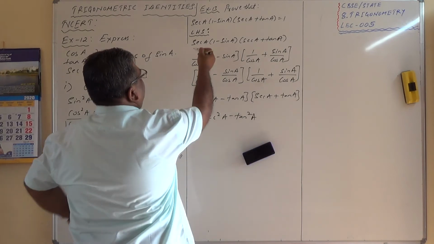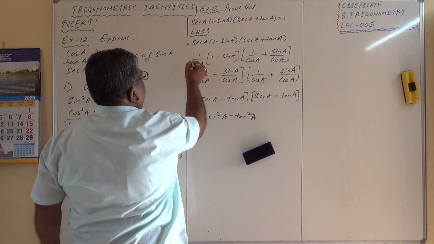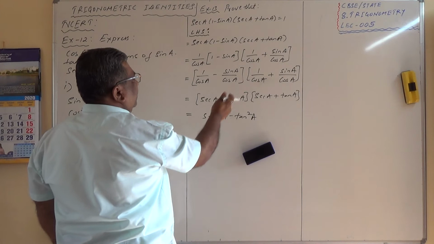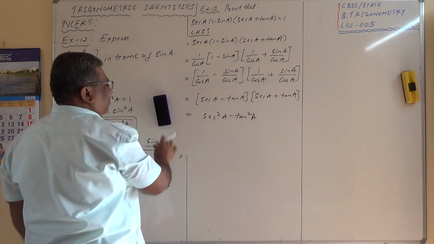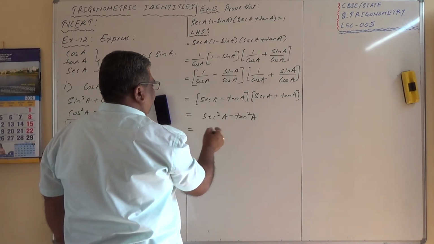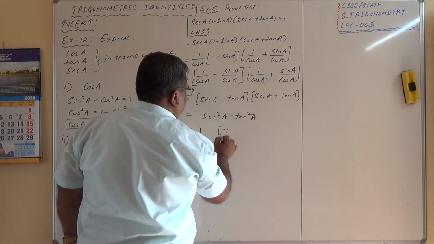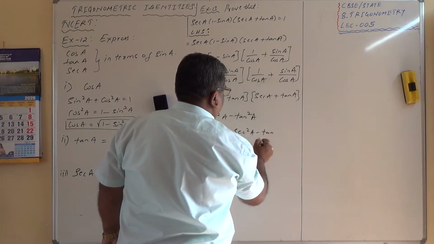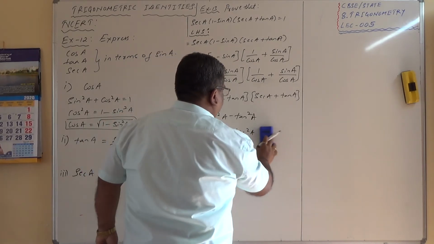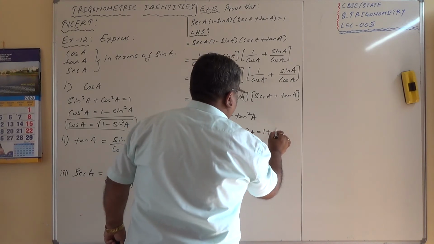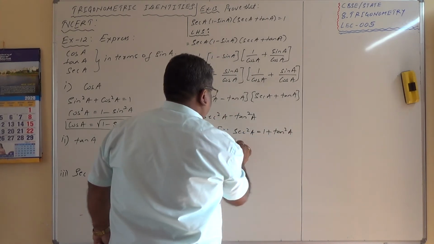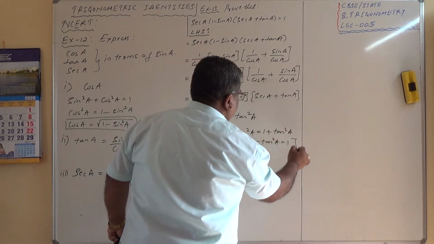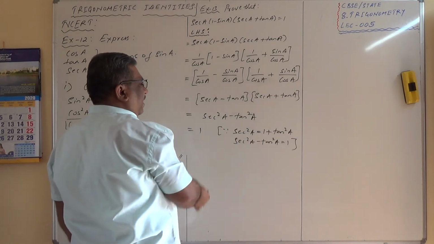LHS we have taken, this equals, this equals, this equals, okay. Without the equality sign it's not possible to solve, it's not a good way either. Which equals sec square minus tan square is equal to 1. Here I'll write the standard identity: sec square A equals 1 plus tan square A, so sec square A minus tan square A equals 1. This is a standard identity. Based on this I have arrived at this one.